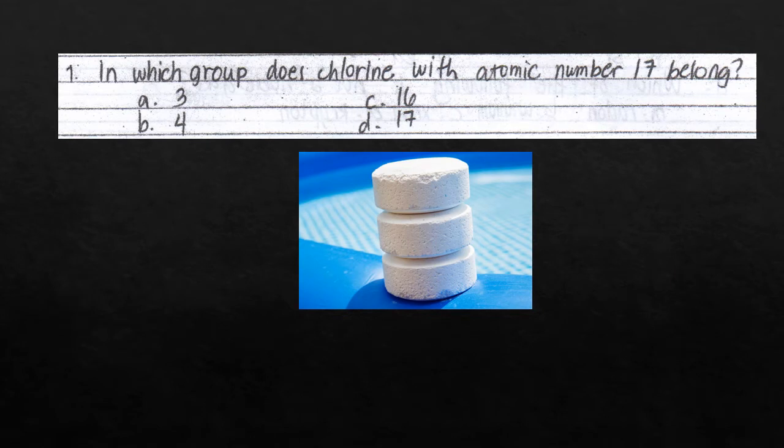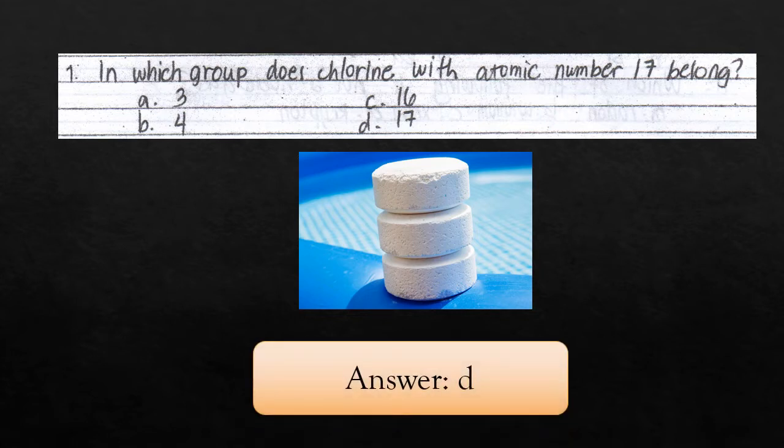In which group does chlorine with atomic number 17 belong? Letter A, 3, letter B, 4, letter C, 16, or letter D, 17? Now the answer is letter D, which is 17.